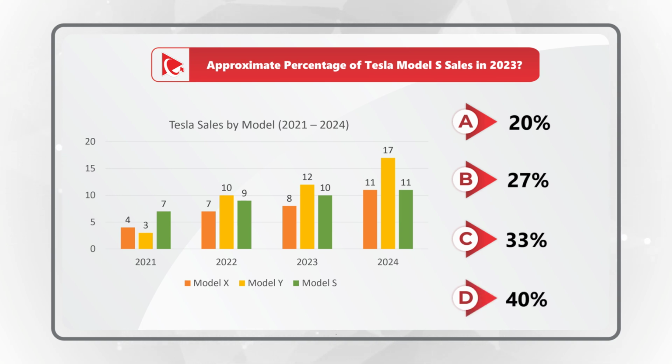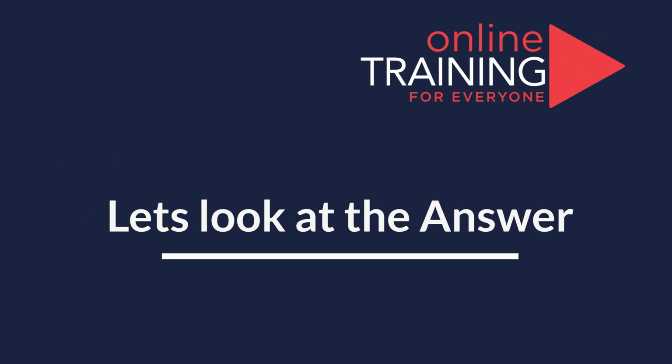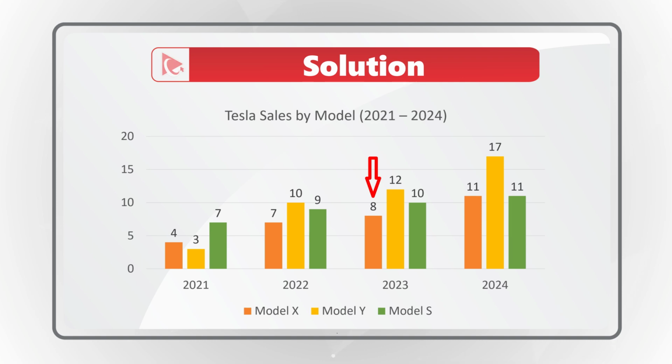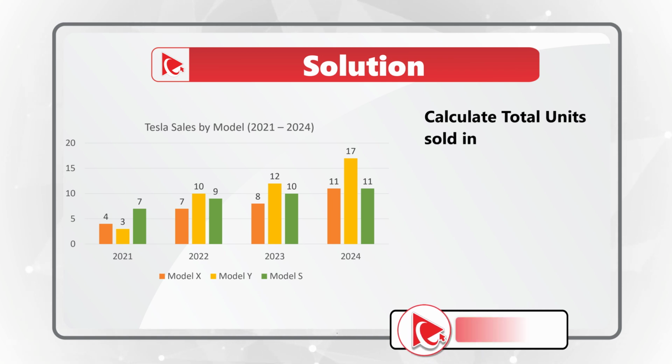Give yourself a little bit of time, maybe pause this video to see if you can come up with the solution. Hopefully you figured it out because I'm moving forward to share the final answer with you. And obviously, if you have a better way to solve it, please make sure to post in comments. First, let's take a close look at the 2023 sales. You can see that we sold 8 units of Model X, 12 units of Model Y, and then 10 units of Model S. So total units sold in 2023 would be 8 plus 12 plus 10 equals 30.